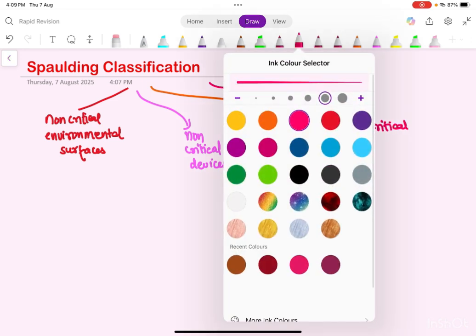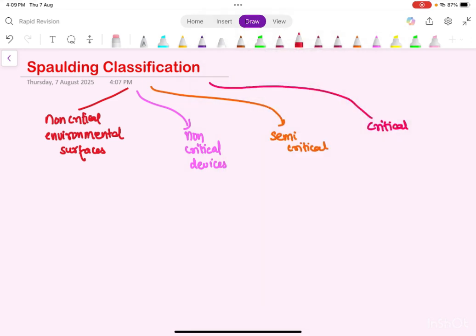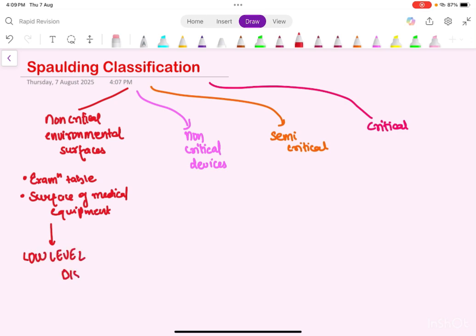So the first one, that is the non-critical one. In this, especially environmental surfaces like the examination table, surfaces of medical equipment, and so on. Now the level of disinfection is low level disinfection. Okay, now we'll also understand what is in all these levels.